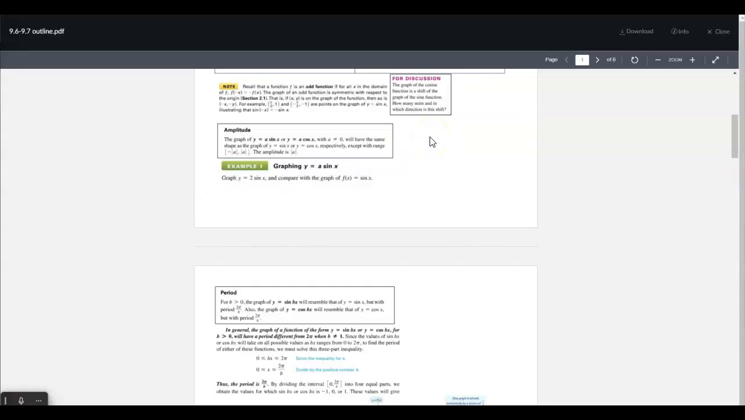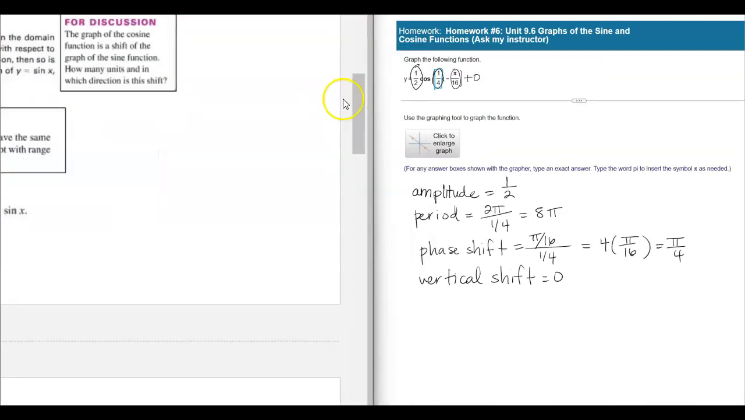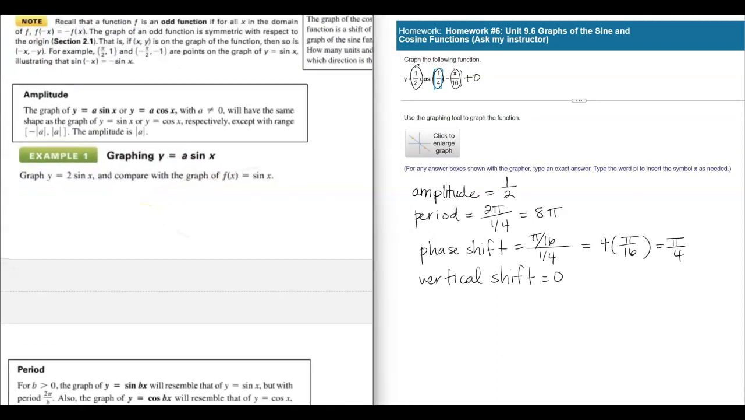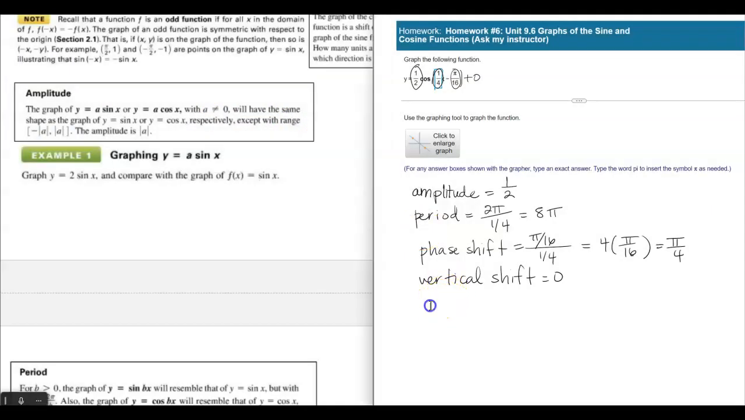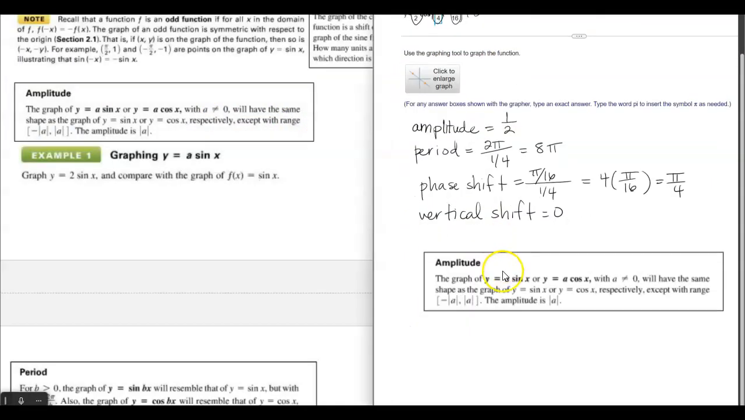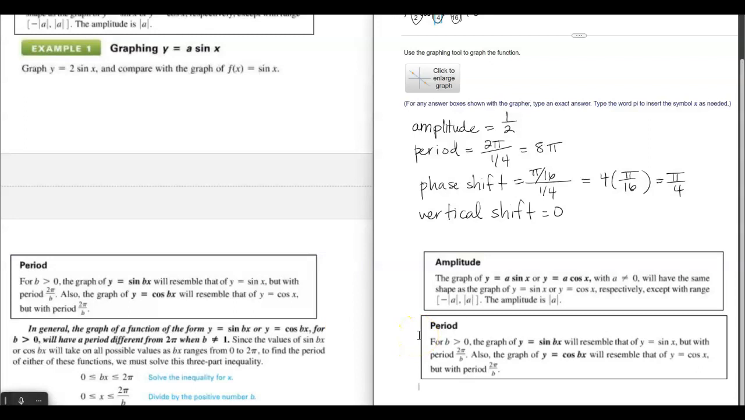Here I have gone back to Canvas and pulled up the 9.6 to 9.7 outline just to reiterate where I'm getting the amplitude from. Amplitude, I need to take the absolute value of the coefficient to the trig function. Where I'm getting the period from. Notice that here in the period pictures, they have a b in front of the x. And to get the period, they did 2 pi divided by b, which is why here I'm doing 2 pi divided by 1/4.